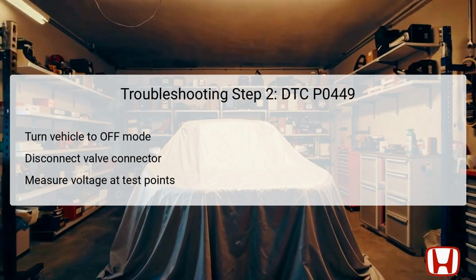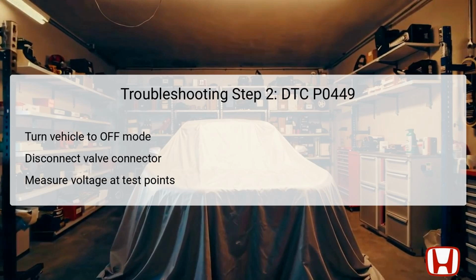Begin by turning the vehicle to off lock mode, ensuring all electronic systems are powered down. Next, disconnect the 2P connector from the EVAP canister vent shut valve. This disconnection will isolate the valve, allowing you to check the voltage without interference. Turn the vehicle back to on mode to measure the voltage at test points.